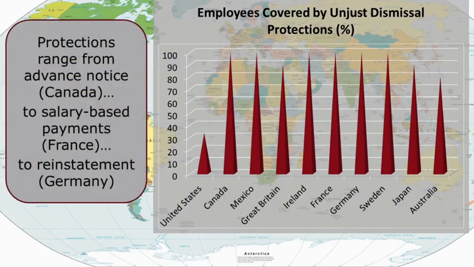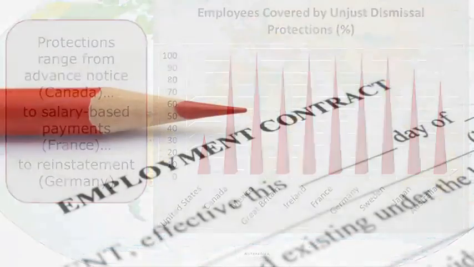Now, as a reminder from that earlier video, the protections in these different countries can be quite different. In Canada, the unjust dismissal protection consists of making sure employees are provided sufficient advance notice before they're fired. In France, the unjust dismissal protection might be a salary payment. And in some other countries like Germany, the unjust dismissal protection can be reinstatement.